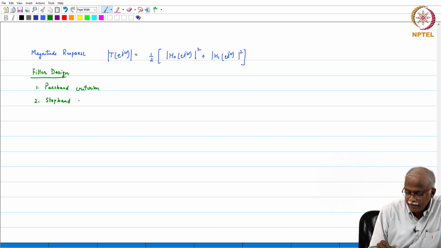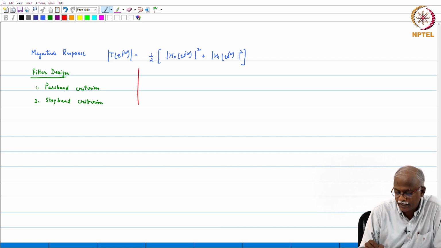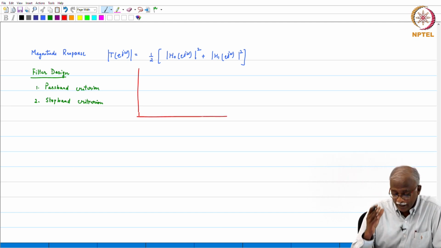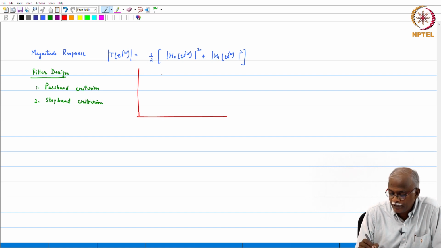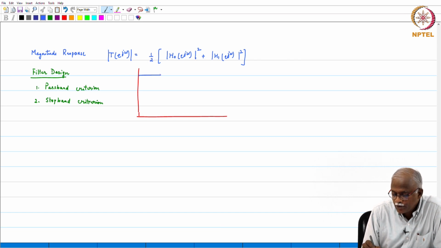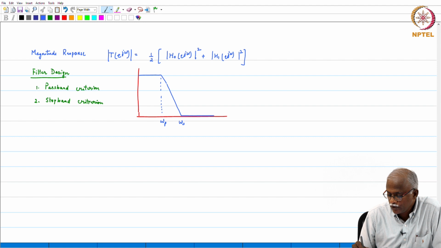Now the stop band criterion. Let me just sketch the requirements, and then we can proceed with the aspects of the design. This is the design of an FIR linear phase real coefficient filter. We have the filter response to be as flat as possible until we reach omega p. This is the pass band edge, omega p, and then thereafter we have a transition band between omega p and omega s, and from this point on you want the ideal transfer function to be close to 0.